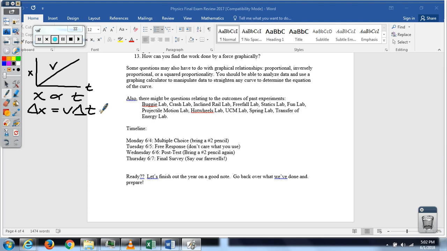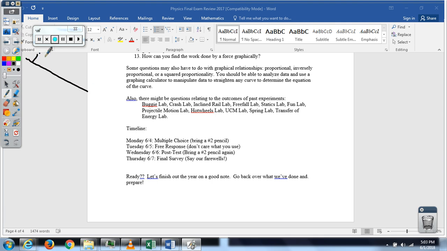The crash lab, we put two cars facing each other and predicted where they were going to crash by producing two different equations and finding where they intersect on the graph. The incline rail lab was our first look at acceleration. So in that lab, we had a car that we put on a track that goes down a ramp, and because it was accelerating due to the x component of gravity, it was accelerating at a constant rate.